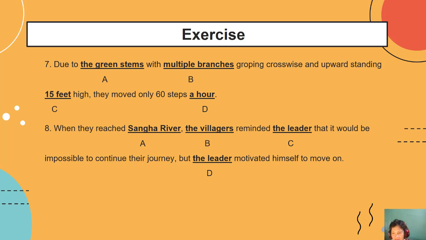Okay, the next. When they reached Sangha River, the villagers reminded the leader that it would be impossible to continue their journey, but the leader motivated himself to move on. Okay, this one. Sangha River. It is a name. What is the difference between Sangha River and the Gibbon in number 1? This is Sangha River, so there is the river to show that this is the name of geographical name. That's why we need the. With geographical name, we use the.